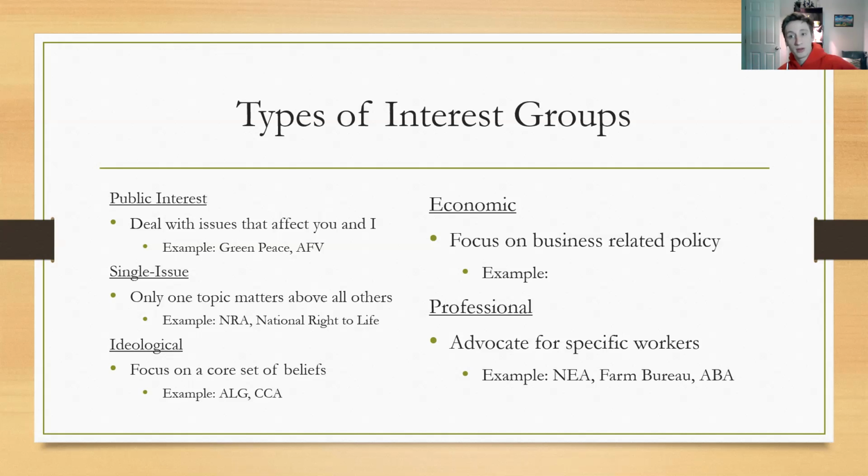And I think I wanted to end with that one too, because it's a nice transition point where single issue and ideological can be kind of confusing. Because a lot of times single issues tend to overlap with a certain type of ideology. And so ideological interest groups are focusing more on a core set of beliefs rather than one particular topic. And this is why there tends to be some overlap. So for example, the Americans for Limited Government, the ALG, is a libertarian interest group.